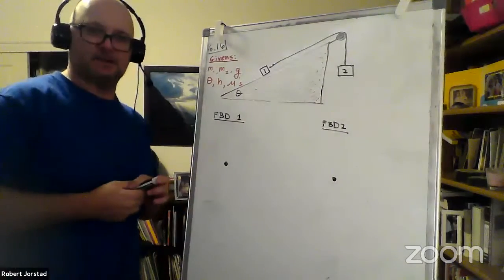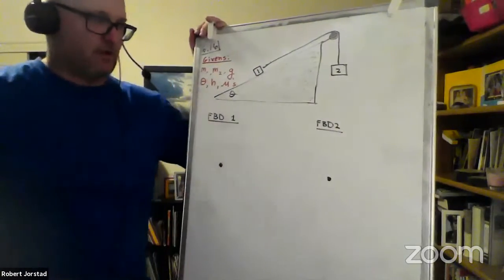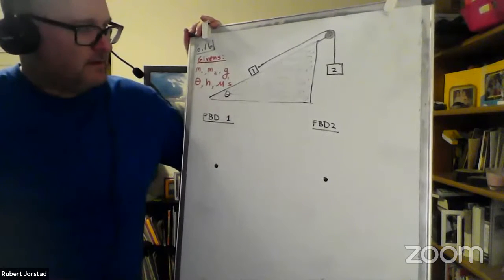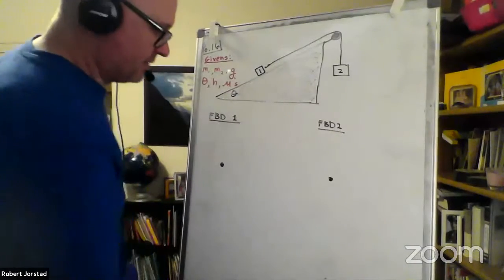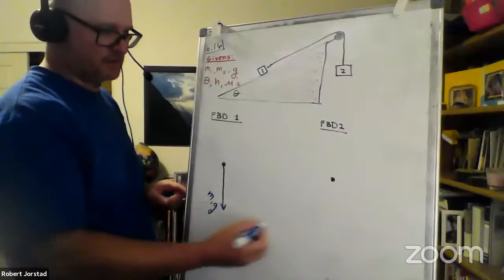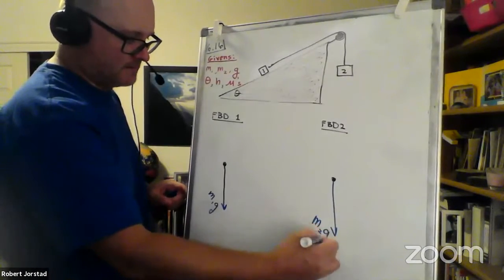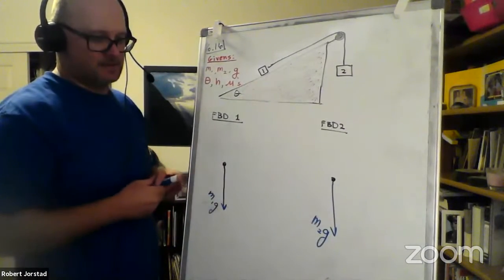All right. So anybody that wants, unmute and give me a force on either picture. Just tell me what to do. So we've got gravity on FBD1. Okay, so which way does that point? Straight down. Okay, so what should I write next to this arrow? M1G. Nice. You remember the subscript. Okay, somebody else?